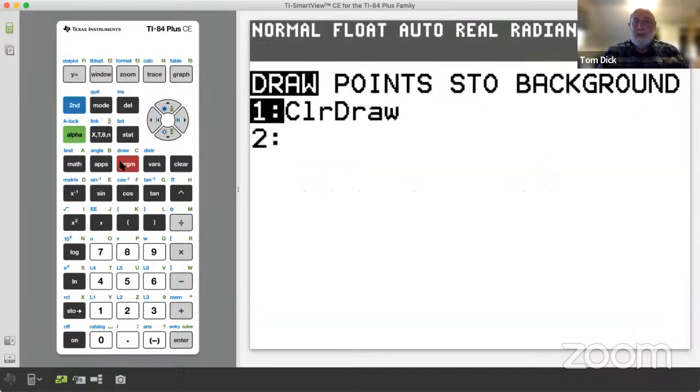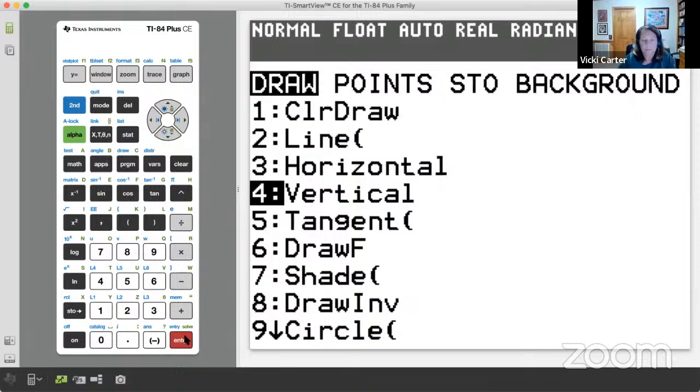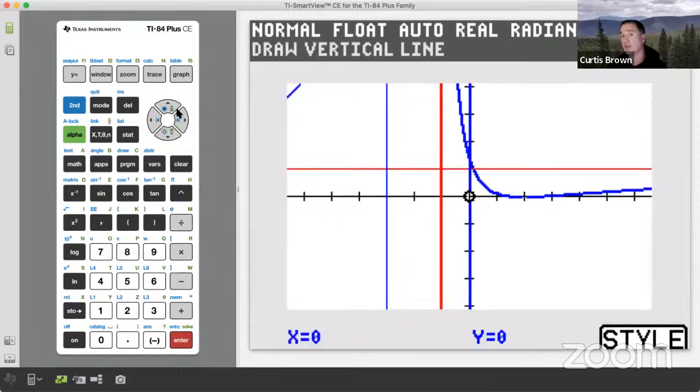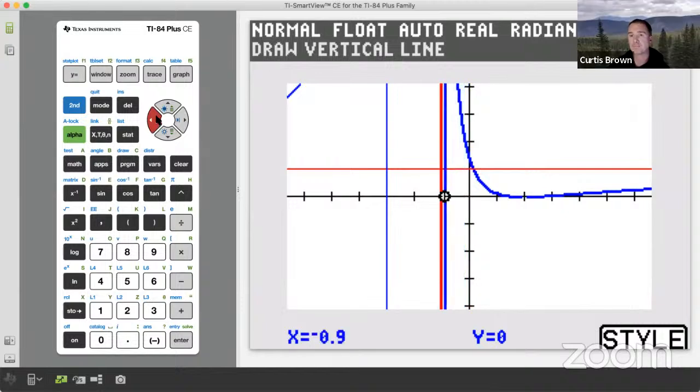If you go to the draw menu, vertical, you can put that in there. Then you could arrow over to wherever you wanted a vertical line, and then you can change the style.